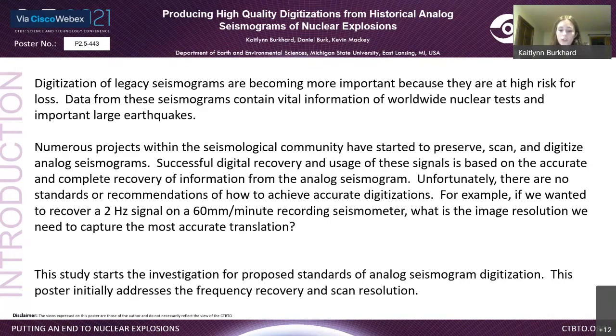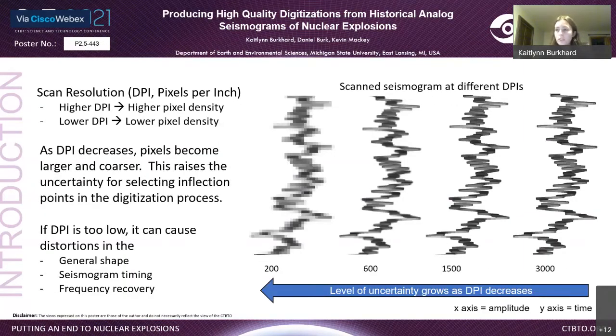So we want to know, what are the critical variables we need to know in order to obtain truthful digitizations for our geophysical studies? One variable that we examined is DPI, or image resolution. As the DPI decreases, the pixels become larger and coarser, which results in a less defined and detailed image. This raises the uncertainty for selecting accurate points within the digitization process.